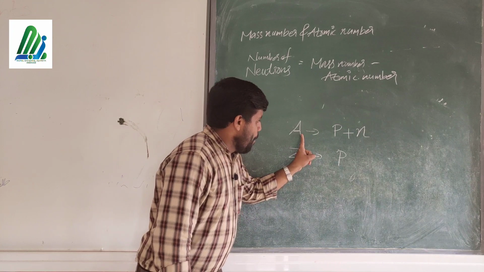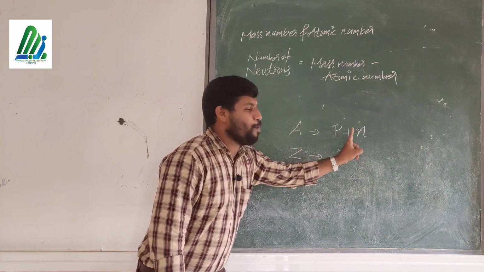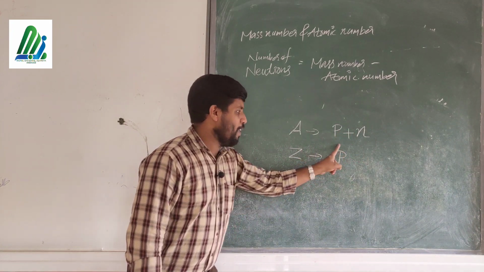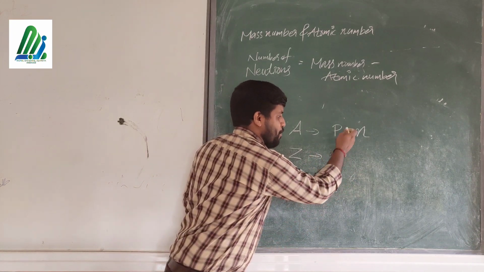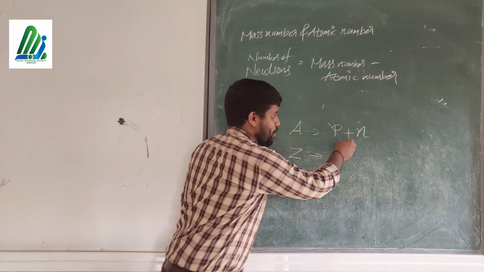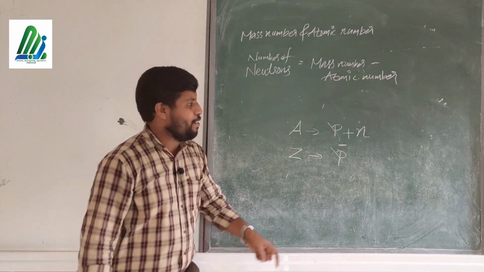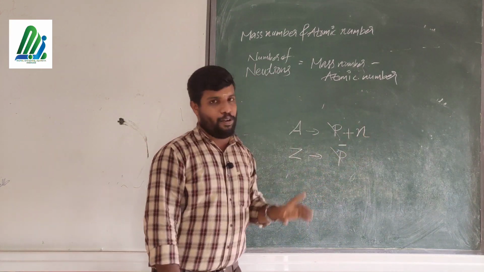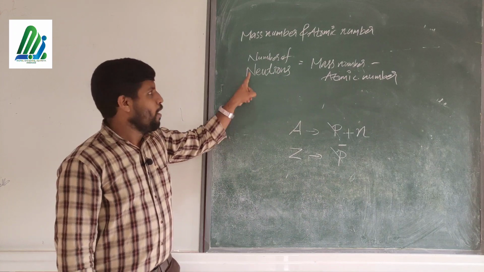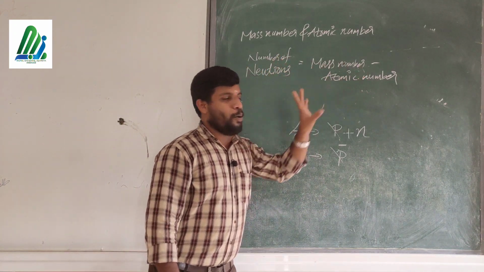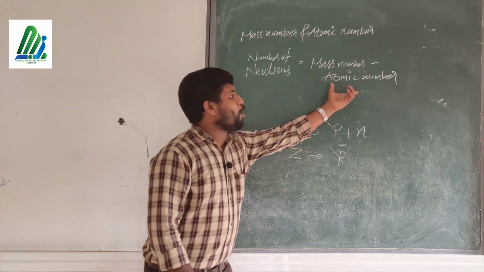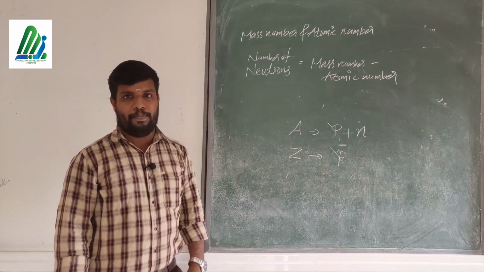Here, mass number is the total number of protons and neutrons, and atomic number is only for protons. If we subtract this value from here, the number of protons cancels and we get the number of neutrons. So we formulate an equation: number of neutrons is equal to mass number minus atomic number, when you subtract the atomic number from the mass number.